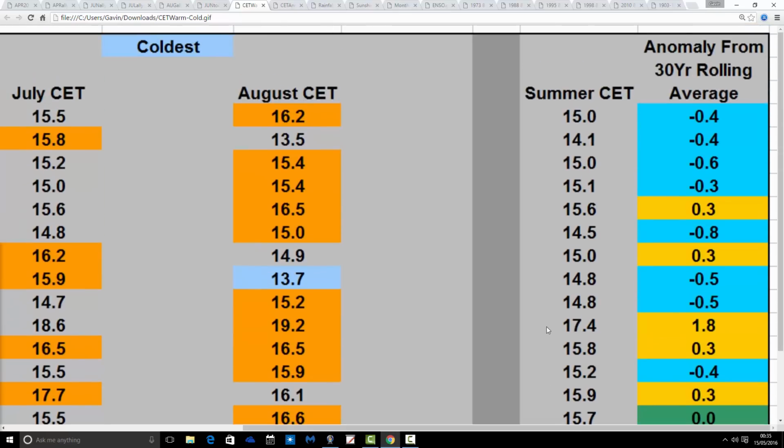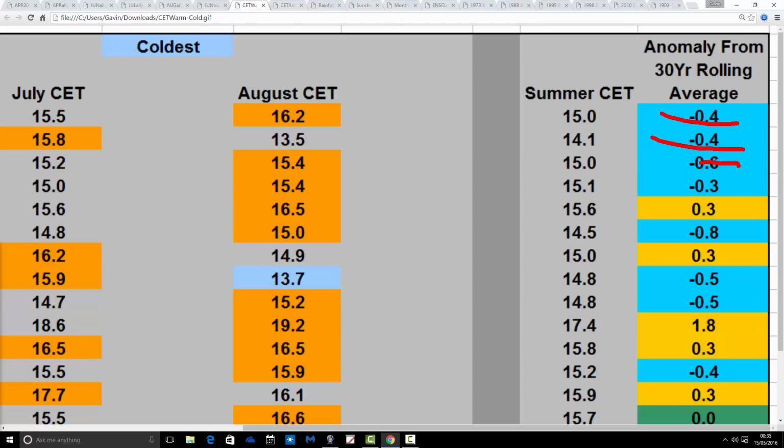So compared to the rolling 30-year average, we see that actually many of these summers, despite the fact that June is tending to be the coolest of these summer months, and August is tending to be the warmest, despite that, many of these years are still coming out cooler than average. So, for example, wherever we've got a blue box, we've got a cooler than average rolling average, if you see what I mean.